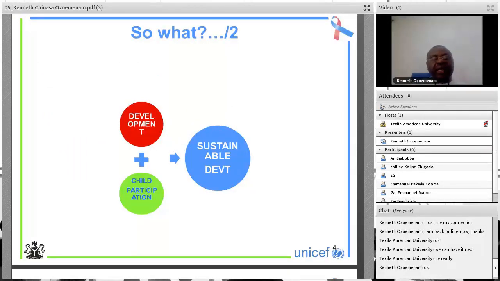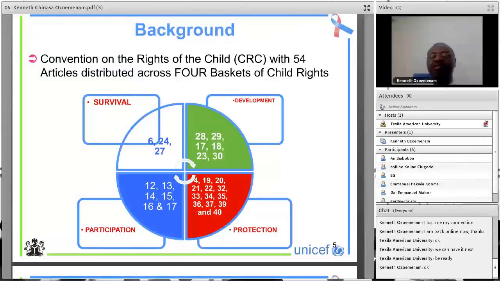And so, when development is done through the lens of child participation as a strategy, that development is surer to become more sustainable. We are surer of tomorrow when the young ones, when the children of today are involved in development. We are surer of sustaining the development far into the future.